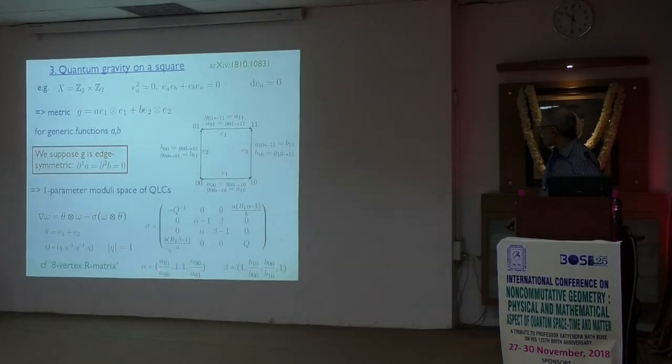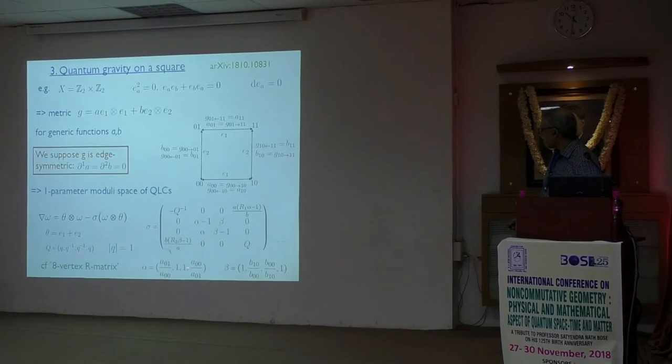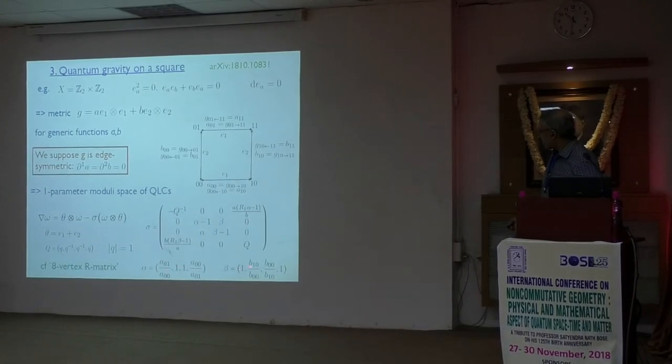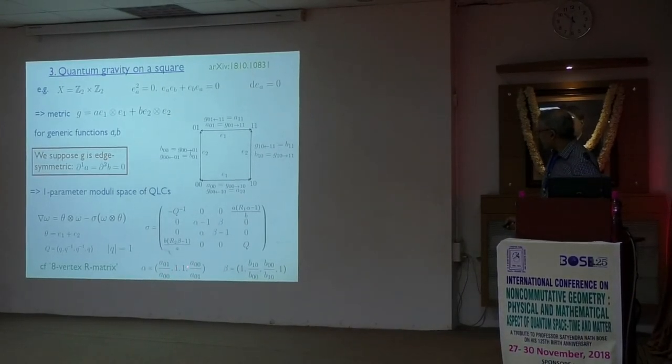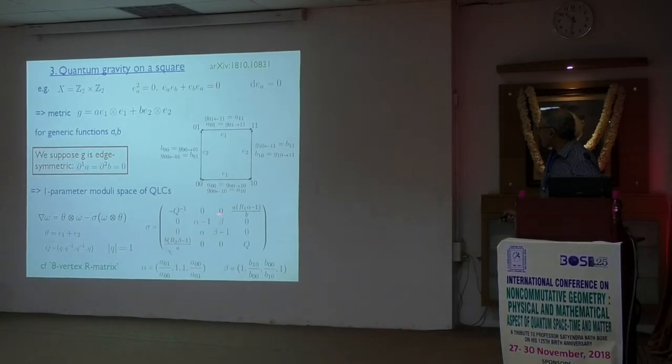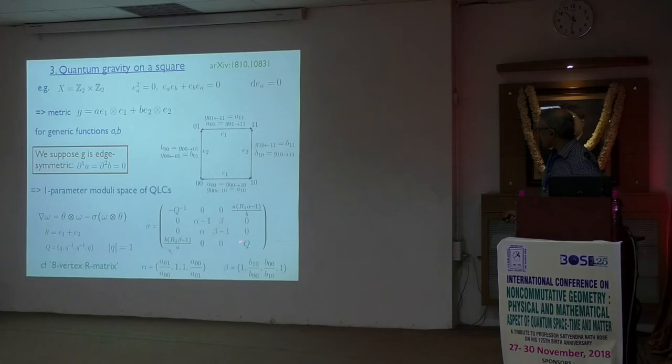Alpha and beta are functions built from A and B in this way. They would be 1 if functions A and B were constant. So this encodes the fluctuations of the metric. And that defines the quantum Levi-Civita connection. So this is a theorem for generic metrics, for generic A and B, subject to this equation. If you have a specific metric, there might be additional possibilities if the metric has a lot of symmetry.